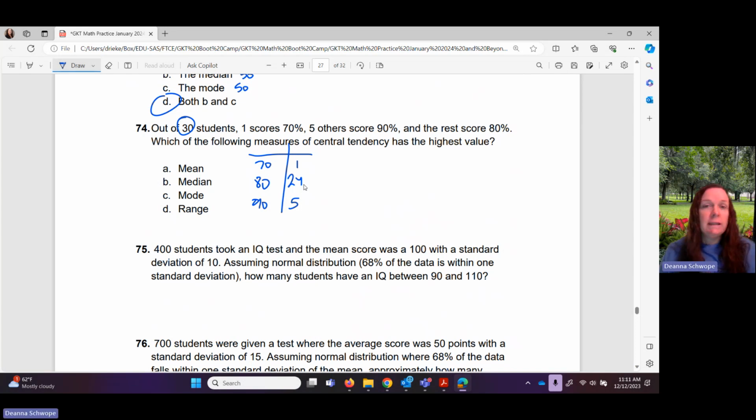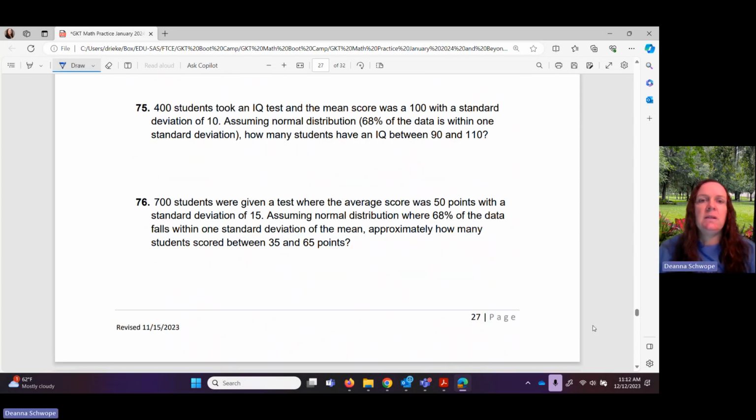So you can probably already guess if I wrote all of this out, if I wrote 70 and then 80 24 times and then 90 5 times, the median is going to be 80. If I add them up and divide, the mean is actually 81.3. That 90 brings it up just slightly. The mode is 80 and the range is 20. So which measure has the highest value? In this case, again, it is the mean.